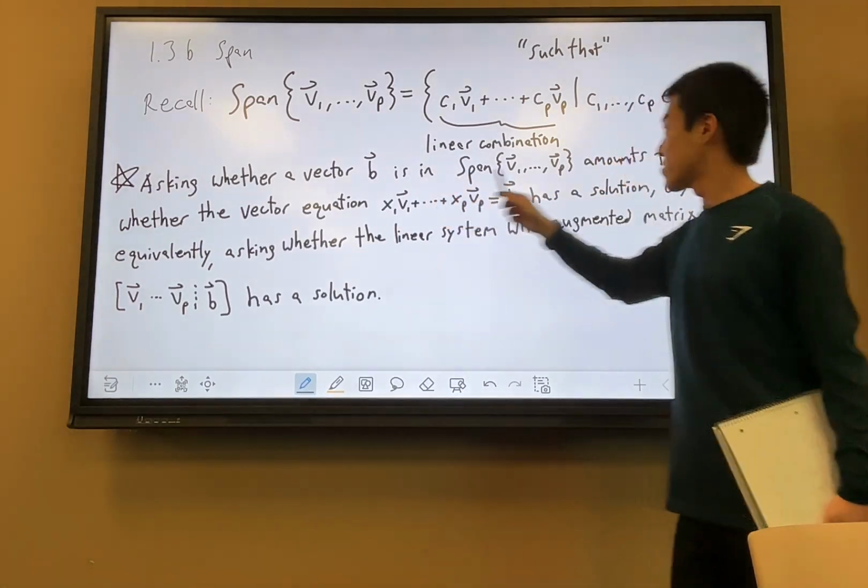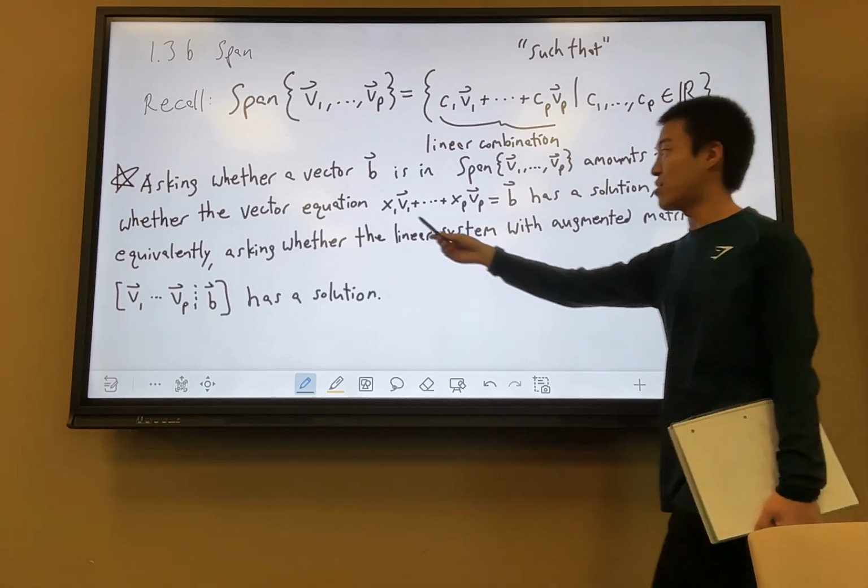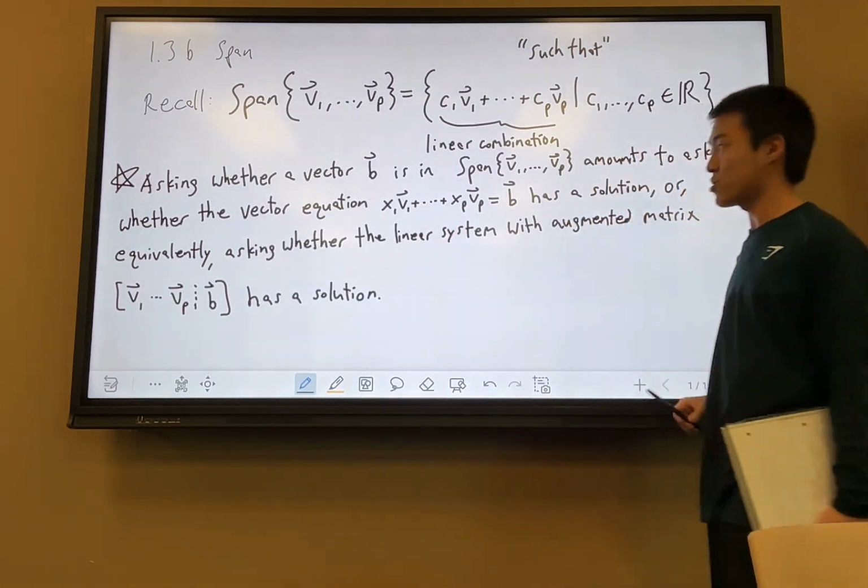So stating that amounts to asking whether this vector equation has a solution.